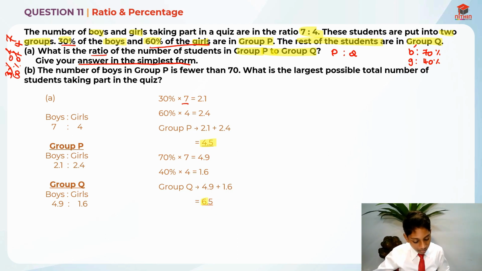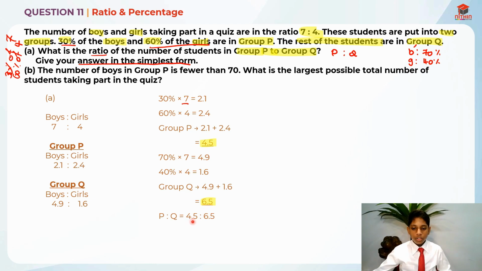So let me highlight that. So now we know that the ratio is actually 4.5 is to 6.5. But this is not the simplest form because this is in decimal. So this is actually wrong. You can't give your answer in the decimal ratio. So you have to give your answer as a whole number ratio.